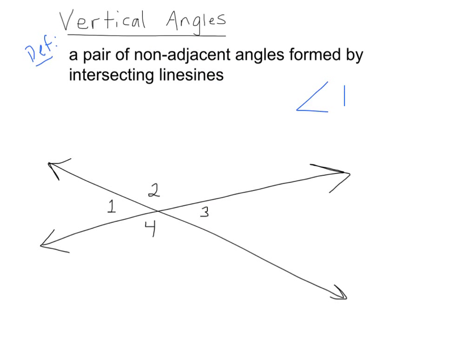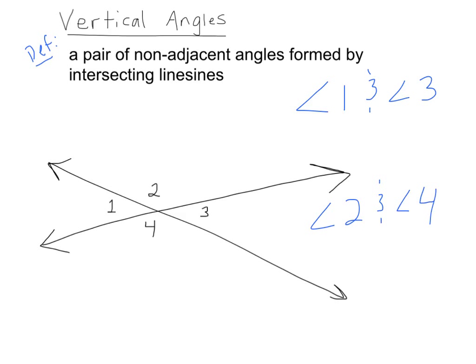So angle 1 and angle 3, that would fit this definition. Those are two angles formed by intersecting lines that are not next to each other. Similarly, angle 2 and angle 4 are also vertical angles. They are non-adjacent, they are not next to each other, angles that are formed by a pair of intersecting lines.